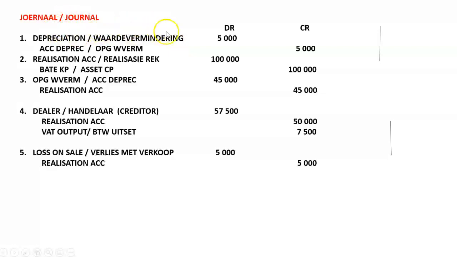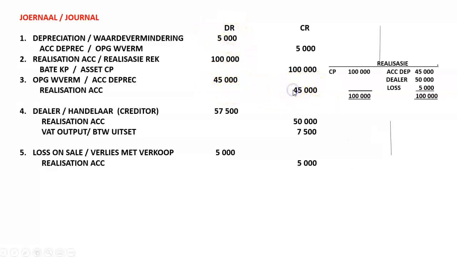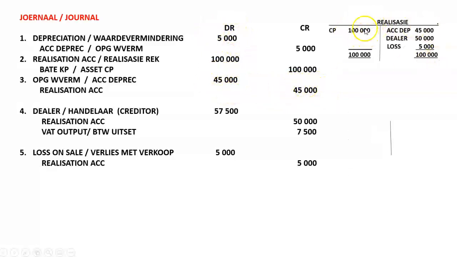The journal entry. Here is our depreciation for the current year. Then we take out the cost price of the asset to the asset disposal account. We take out the total cumulative depreciation, the 40,000 up to the beginning of the year, plus the 5,000 of the current year, i.e. 45,000, to the asset disposal account. So there's the cost price, there's the total accumulated depreciation. The next step is to record the proceeds.